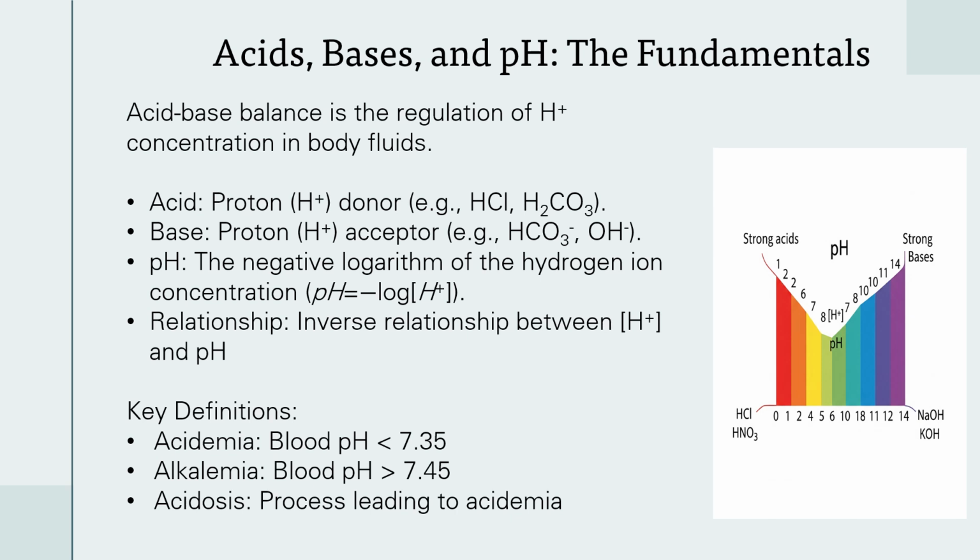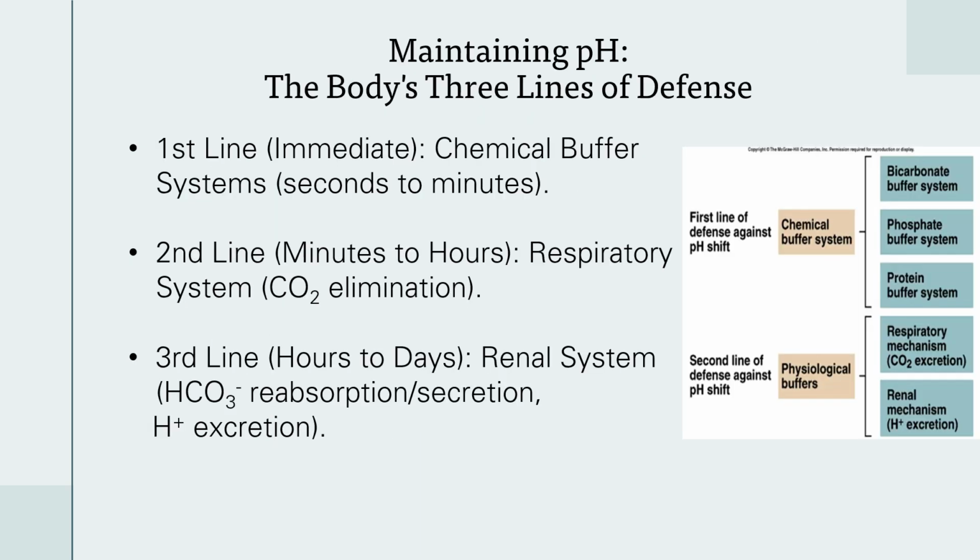Now, how do we maintain pH? The body has three lines of defense. Basically, the defense is against any perturbation, any disturbances to the equilibrium. We'll show you later on what the equilibrium equation is. So the first line of defense is immediate, and that involves chemical buffer systems. That takes from seconds to minutes. Some examples of those are the bicarbonate buffer system, which is the primary buffer system for maintaining the constant blood plasma within that optimal range.